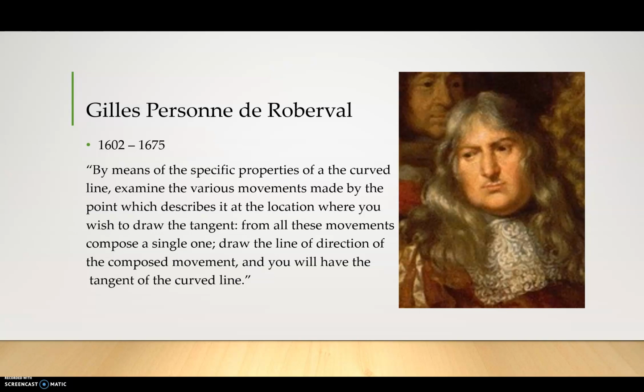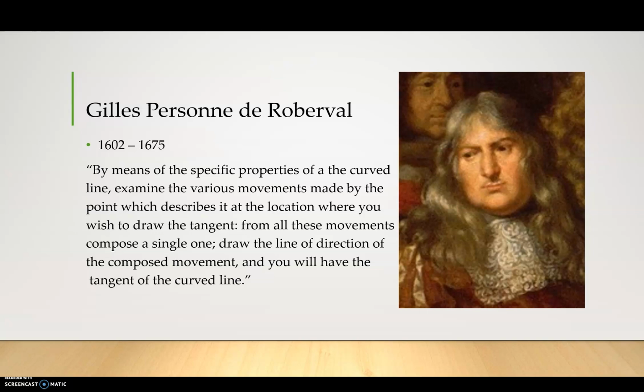But the important thing to know about him is he revamps the definition of tangent lines into a much more understandable method, and one that really drove how we're going to define it within calculus. So I know this is a really long definition, but basically what he said was, by means of the specific properties of the curved line, examine the various movements made by the point which describes it at the location where you wish to draw the tangent line, and you look at all of these movements and compose them into a single one, draw the line in the direction of the composed movement, and you will have the tangent of the curved line.